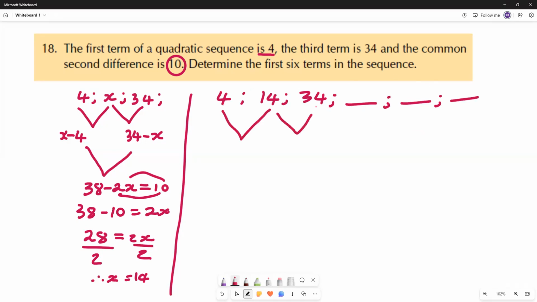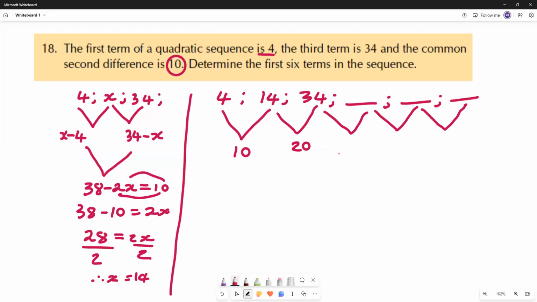So you're just going to do this, ladies and gents. It's a very easy thing to do. I'll show you now. Sharp. So what is the difference between 14 and 4? The difference between 14 and 4 is 10. Right. The difference between 34 and 14 is 20. Which means, ladies and gents, that here we're going up in tens.